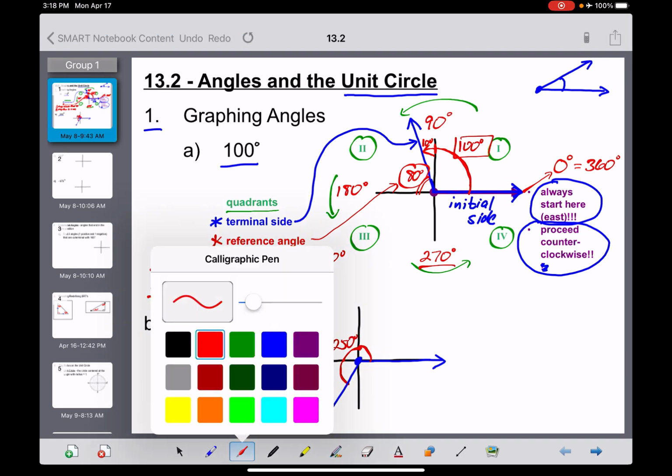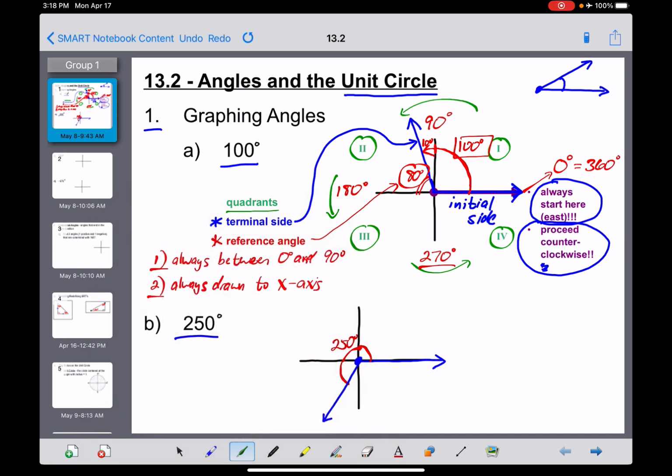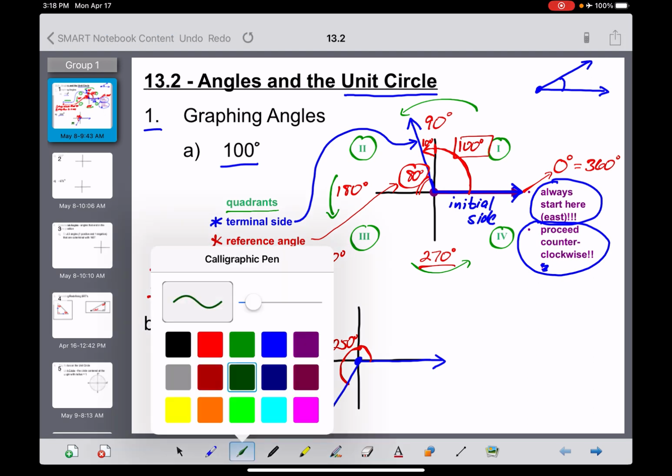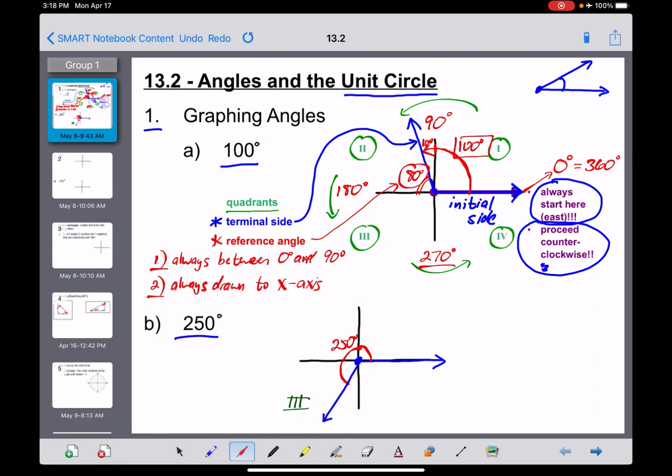And I think you can see that this thing ended up in the third quadrant. That might be a question that you guys are asked a little bit later on. I think that's on your homework. And then let's talk about the reference angle. It always goes to the x-axis, and it's always between 0 and 90. So the reference angle is going to be this guy right here.